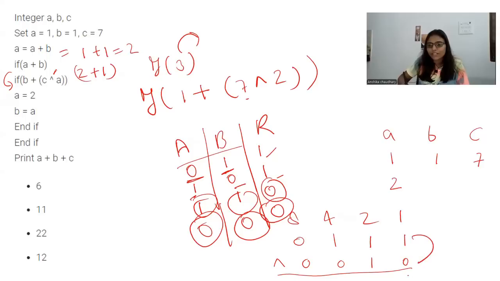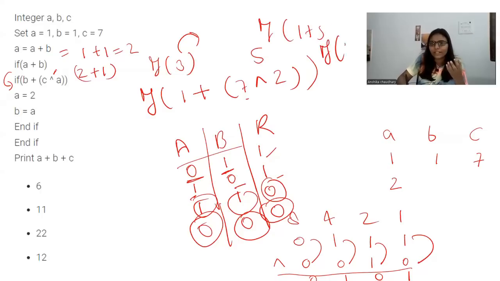1 and 0 both are different, so it will become 1. 1 and 1 both are the same, it will become 0. 1 and 0 are different, it will become 1. 0 and 0 are the same, it will become 0. So 101 is the code for 5, so it will be 5. So 1 plus 5 means 6. So 6, again a non-zero value, means true.